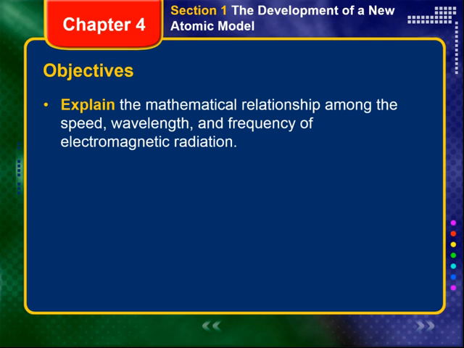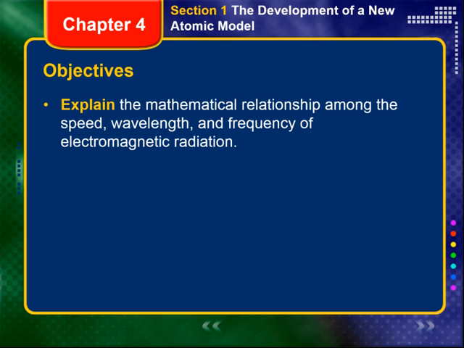So we're about to introduce a new model, the next step in the history of atomic theory. But remember, each time there's new data generated, the model has to change. So what is the new data here?